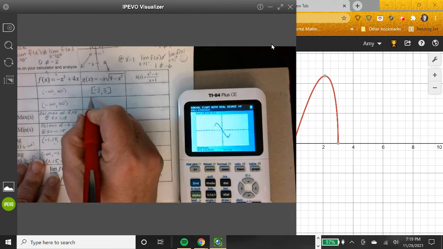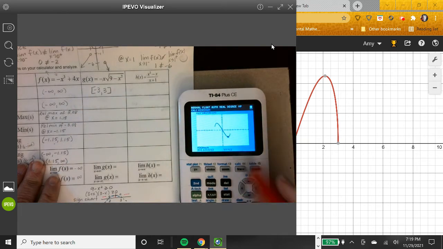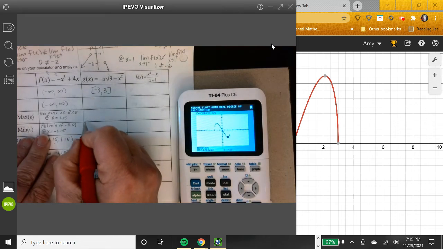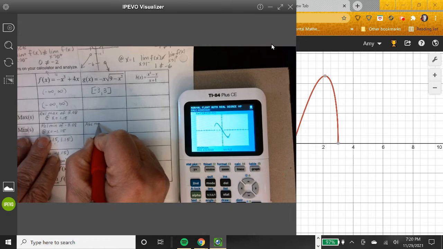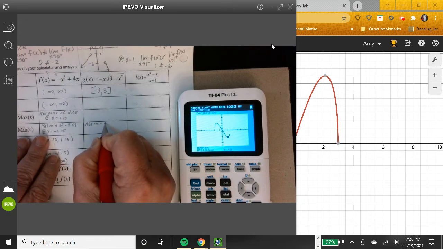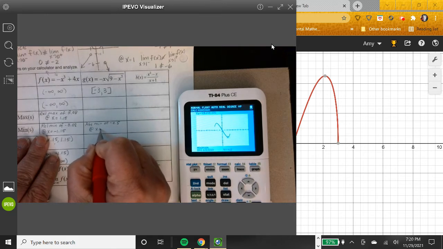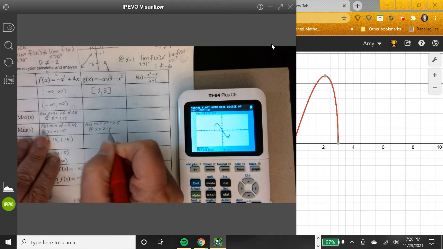So we're going to say the range is going to be negative 4.5, and when does that happen? I'm going to put the minimum down here. So this is an absolute, actually, min, which is also relative, right, of negative 4.5 at x equals 2.12.